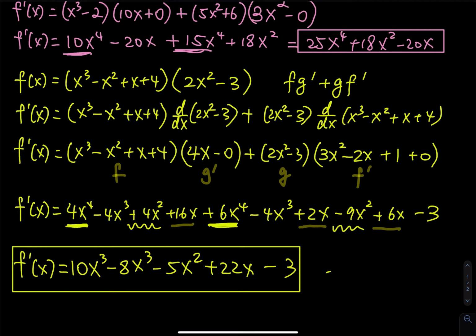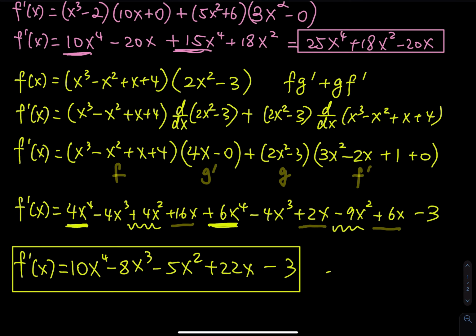Wow, since there are so many terms, I better check my answer one more time before I finish this video. So 4 plus 6, 10x to the fourth, found my first mistake. 4x to the fourth, so it's 4 plus 6, that is 10x to the fourth, and then the third power, negative 4 minus 4, so that is negative 8x to the third. And then second power, we have 4 minus 9, that is negative 5. And then first power, 16 plus 6, so that is 22.